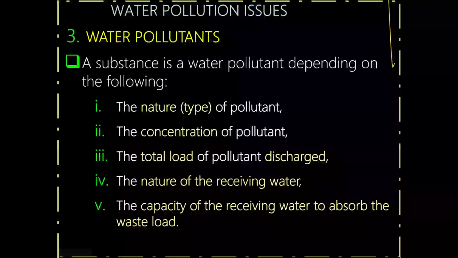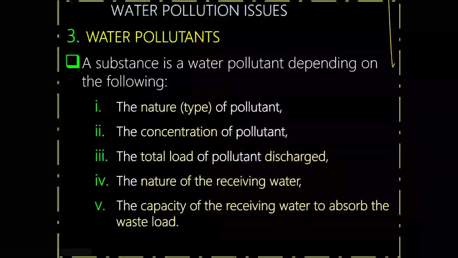Now, a substance is a water pollutant depending on the following. Just like we've talked about air pollutant, we said it is not enough to say that because we have released gas into the atmosphere, we will say it's a pollutant. We said it's a pollutant when it met certain criteria and when it can affect the human. The same way, when we talk about water pollutants, there are parameters that it should meet. We can't say because we have introduced waste into the water, so it is a pollutant.